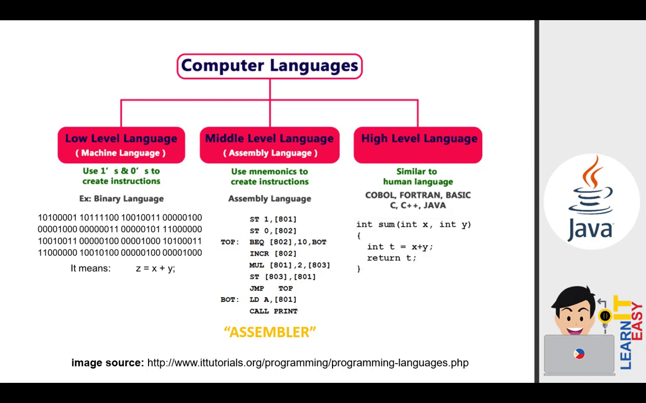By the way, a source code written in high-level language should also be translated by either a compiler or an interpreter in order for the machine to understand your instruction. Right now, high-level is the common choice of most of the programmers in writing a program. Some examples of programming languages that are classified as high-level are the following. We have COBOL, Fortran, BASIC, C, C++, and especially Java.